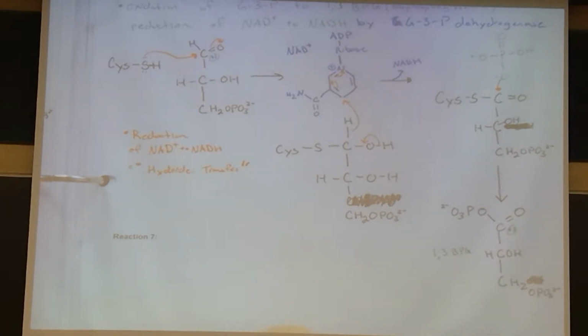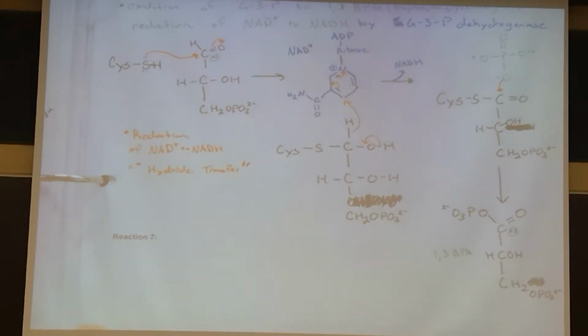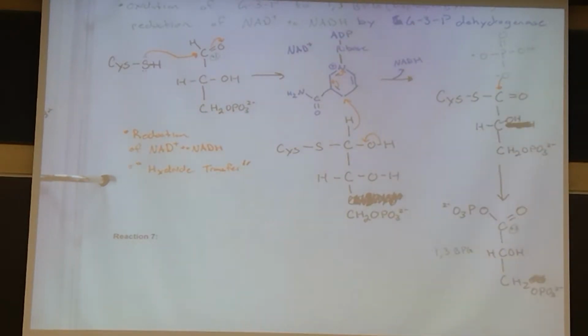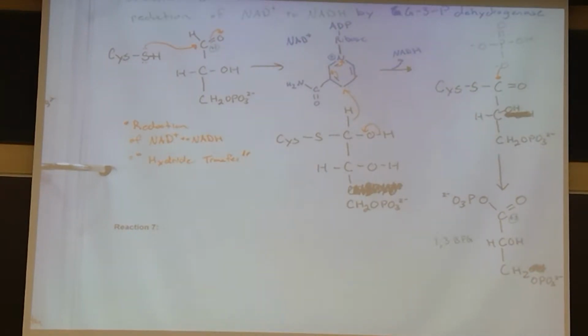How many electrons do we lose? We lost a proton as well. So 2 electrons and a proton. That's a dehydrogenase, isn't it? That's a dehydrogenase. 2 electrons and a proton. Dehydrogenase. So this is a 2 electron oxidation. Reduction of NAD plus to NADH is a 2 electron hydride transfer.